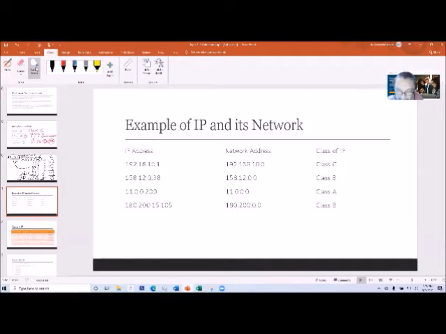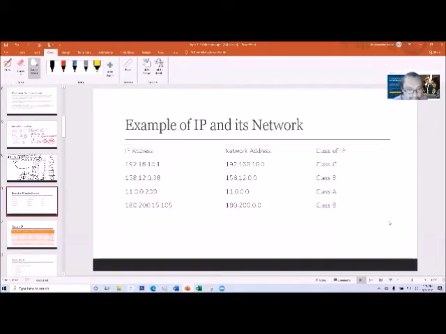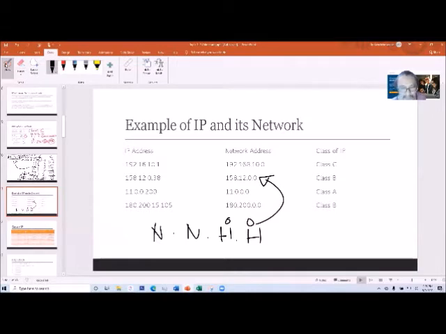158.12.0.38, is it class A, class B, or class C? Take note that 158 falls in the range of 128 to 191, so it is class B. If it is class B, then look at its format. The format of class B is n.n.h.h. And if you look at the numbers, if the two h's here are 0, it means it's a network address. But if any of the h's are numbered, whether this h or that h, as long as it is a number, therefore it's an IP.